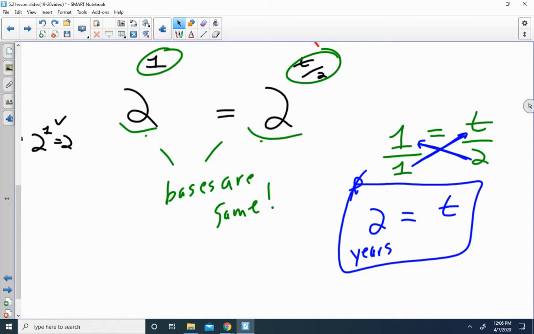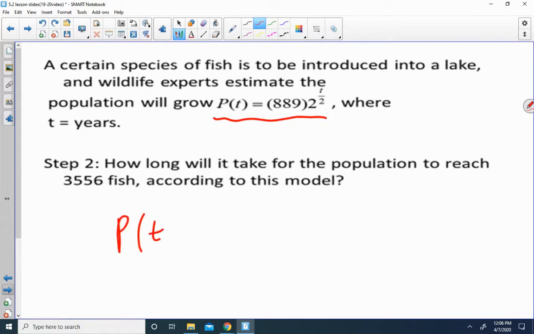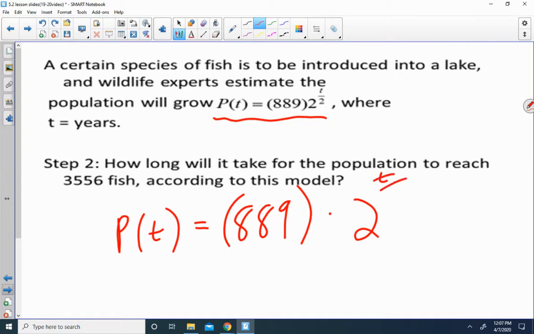Let's try another one similar to that, just so you get the hang of it. So here we still got the same species of fish. We still got the same equation that our new population of fish will be equal to the starting population of fish times 2 to the power of t divided by 2.